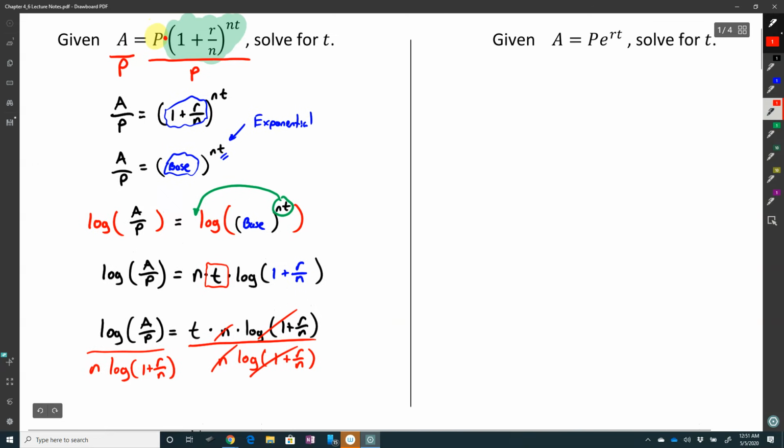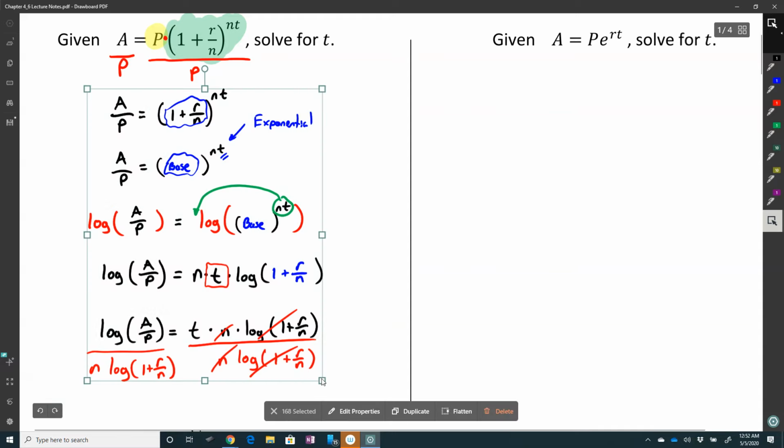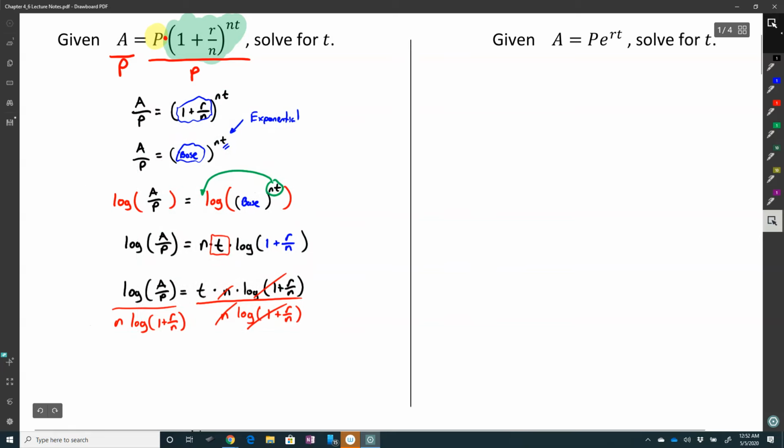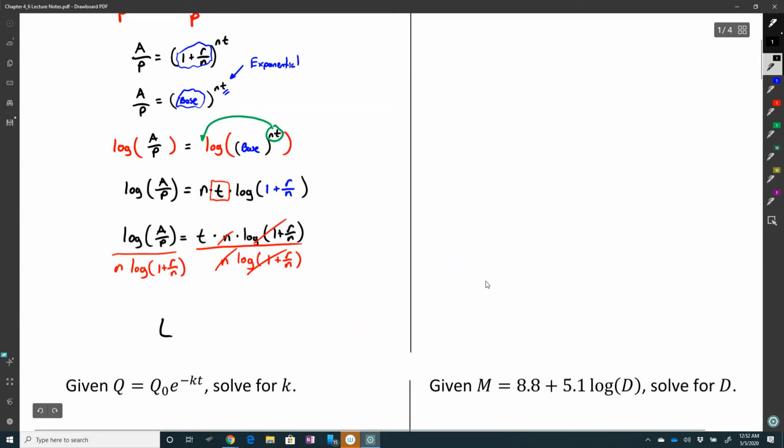So the solving process, when you're solving the compounding formula for time, is the same every single time. But on your homework, the first couple questions want you to solve for certain variables. So your final answer is going to be t equals log of a over p over n times log of 1 plus r over n. It looks really nasty, but hopefully it wasn't too hard to solve.